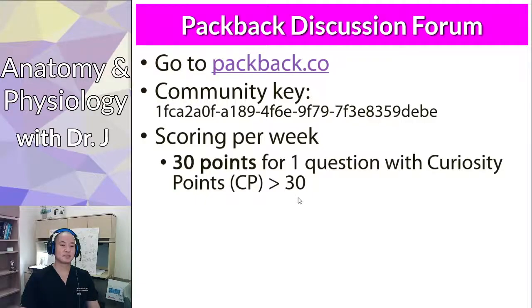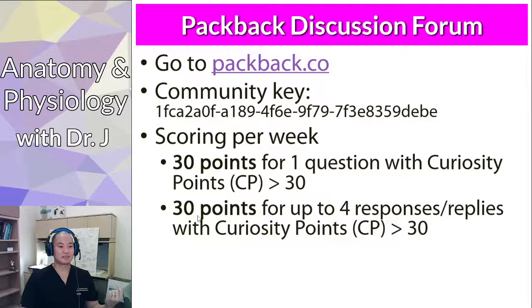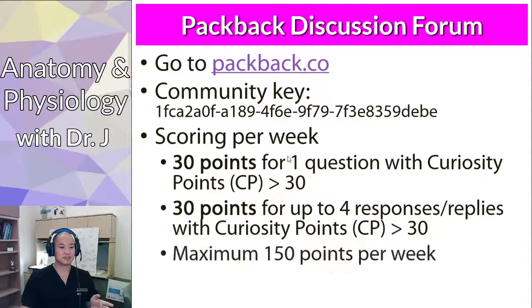But they have to meet a minimum quality score. This is called curiosity points. Curiosity points are not the same as grade points. What happens is that you have 30 points, and if your curiosity score is lower than 30, I think they give you half credit, so you get 15 points instead. I'll get to what curiosity points are real soon. But the maximum is 150 points per week. You can ask up to 1 question per week and up to 4 responses per week. So 4 responses at 30 each is 120, plus 30 points per question, that's 150 total.